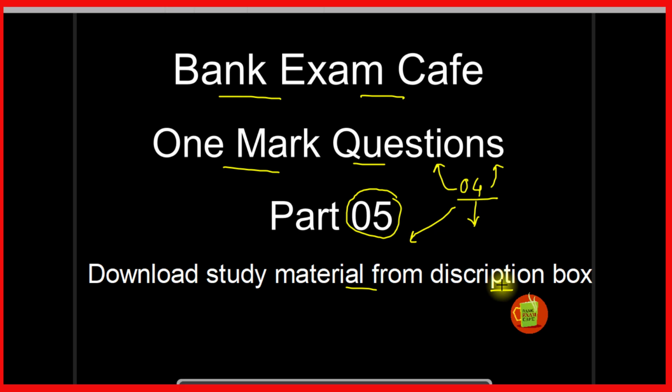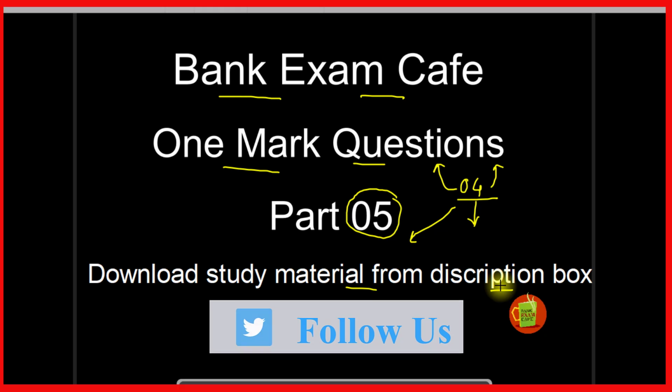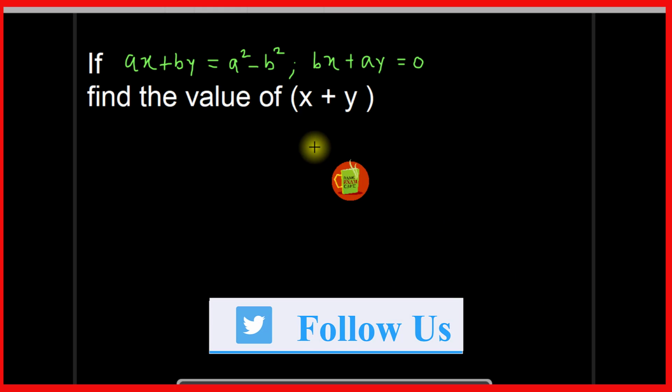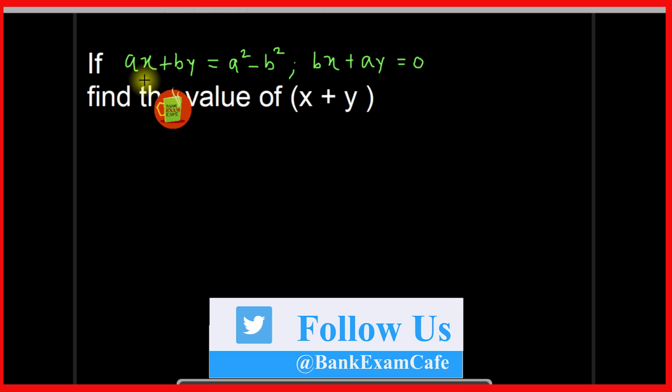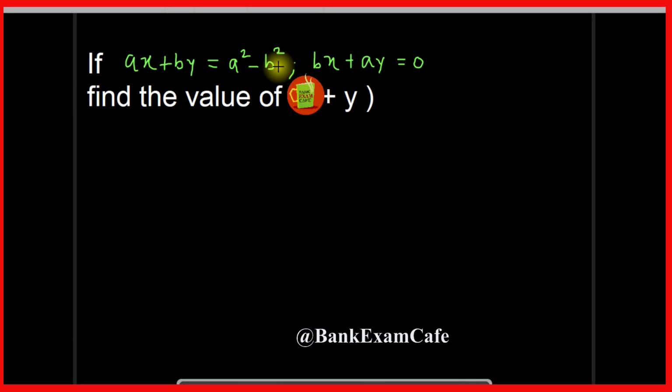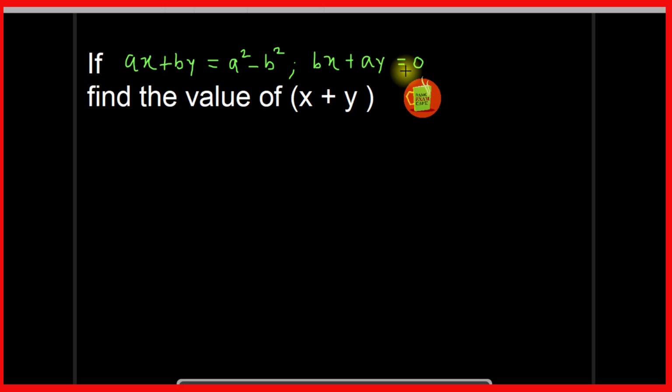Now let us move to the first question of today's episode. Friends, here is the first question on the screen. If ax plus by is equal to a square minus b square and bx plus ay is equal to 0, then find the value of x plus y. Here two equations are given and you have to find the sum of x and y.